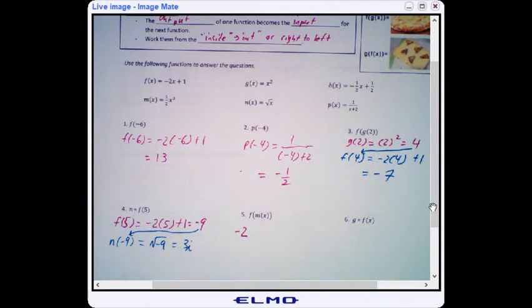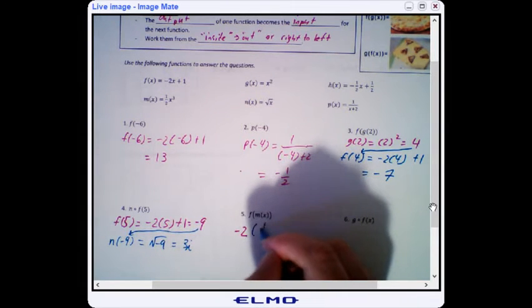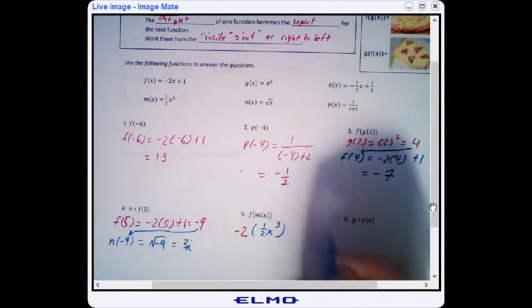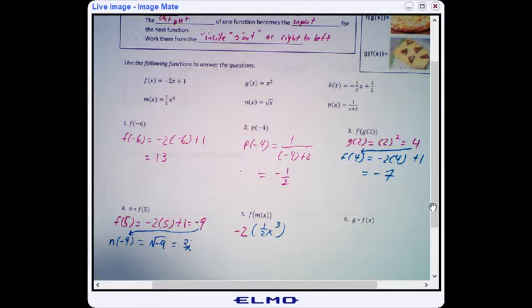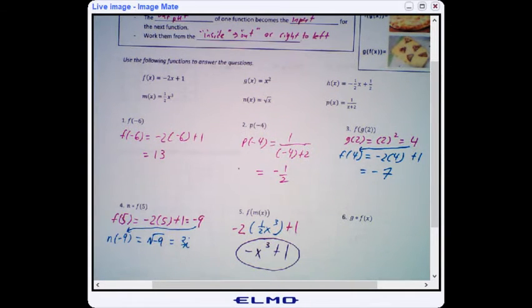Then there's an x. Instead of putting x, though, I'm going to take my m function and put it there. So that's 1/2 x cubed. And I'm going to finish up my f function, which is plus 1. And now I'm going to sit here and simplify. So I plugged it in and I got negative x cubed plus 1 when I simplified.